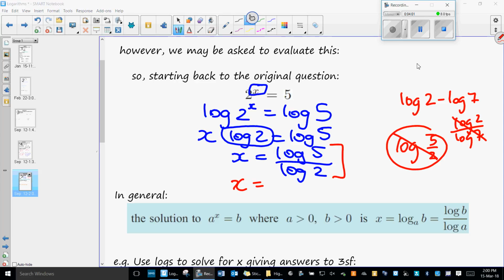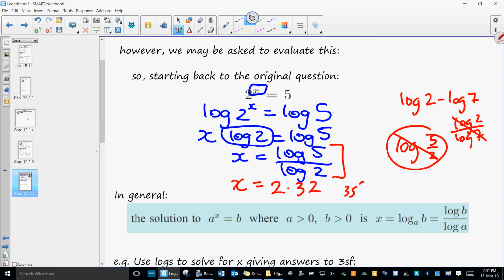So, we've chucked that in our calc, and what have we got? 2.32. So what we've done is we've taken logs of both sides. Alright, so the answer there was 2.32.